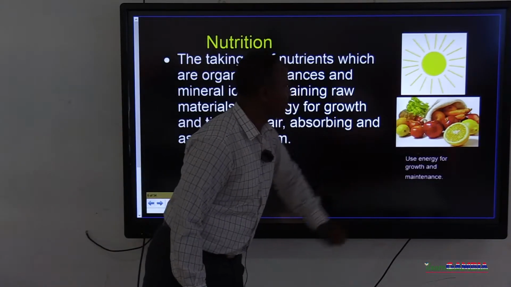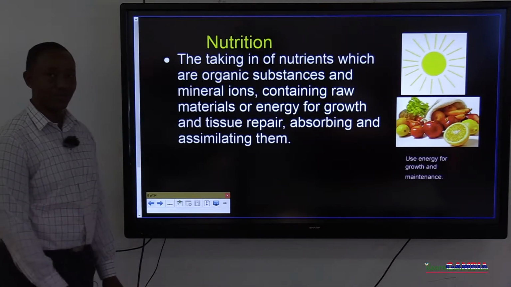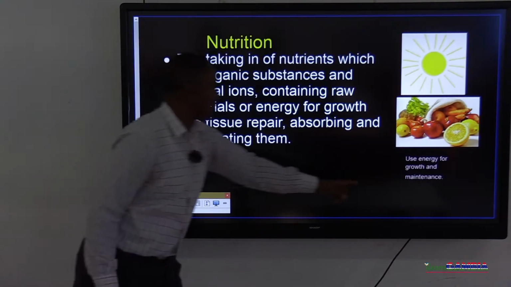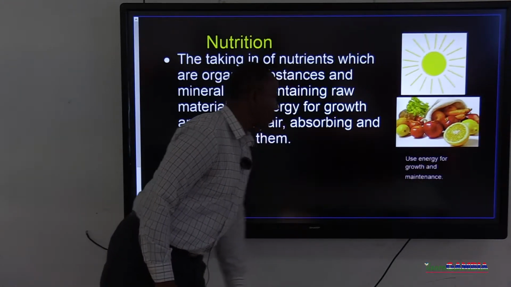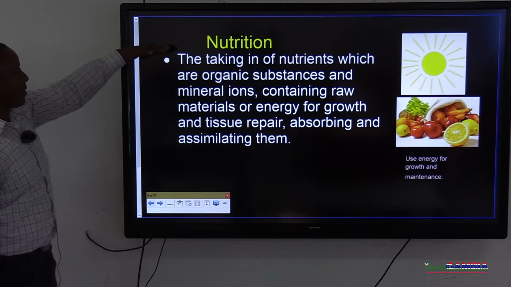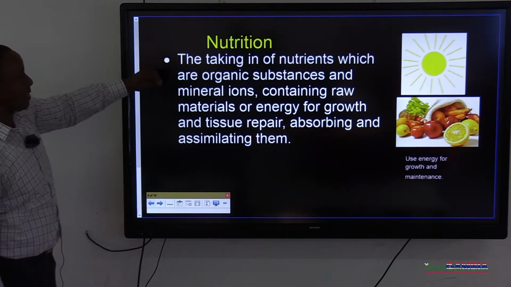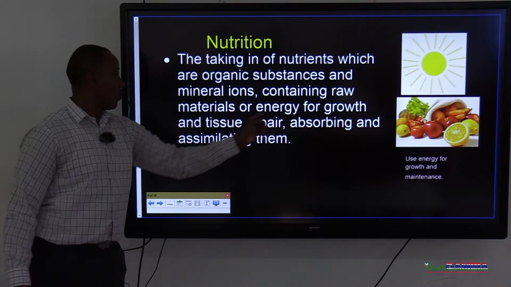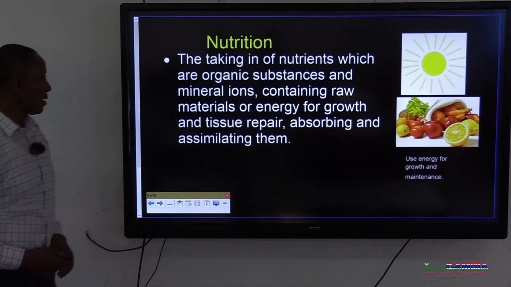and then we use that food that is prepared by the plant so that we can eat it. And most importantly, we use the energy for growth and to maintain our body tissues. So in brief, that's nutrition, the process of taking in nutrients and using them so that we can grow and repair our bodies.